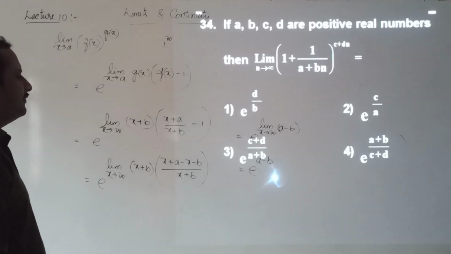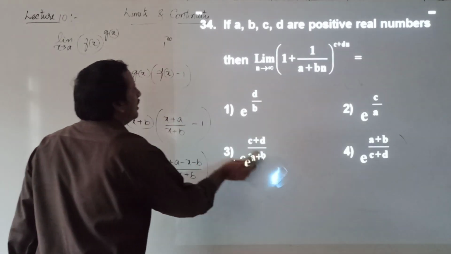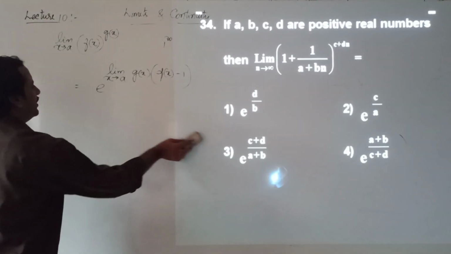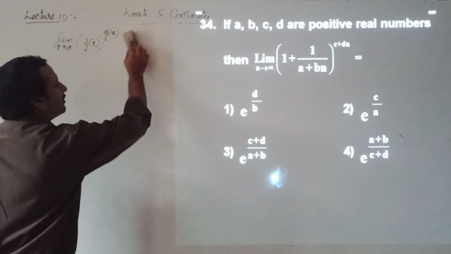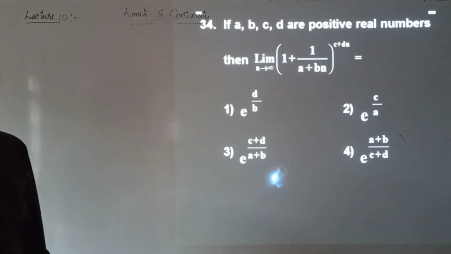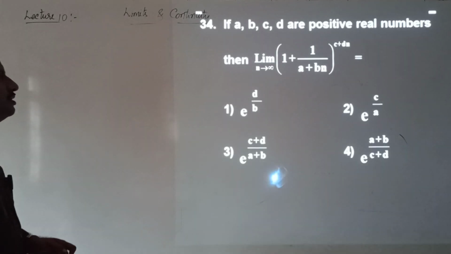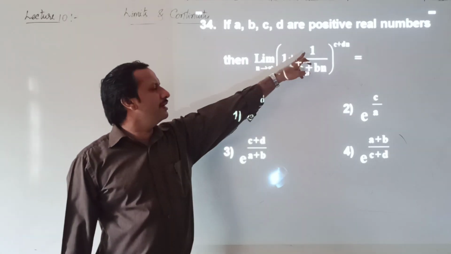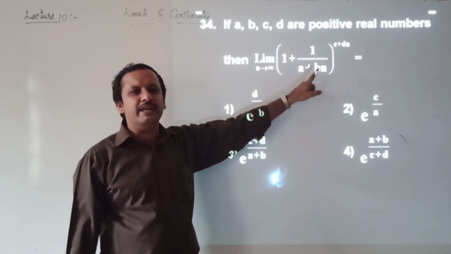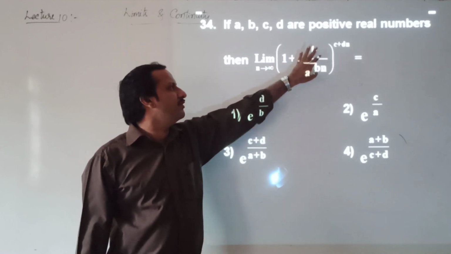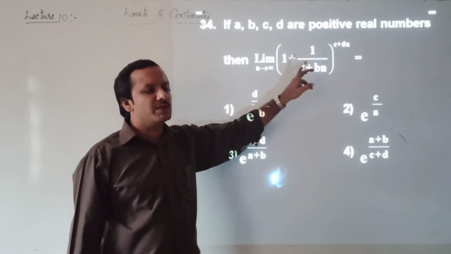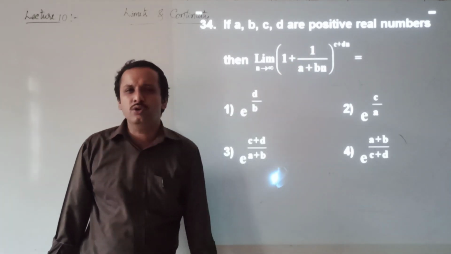Okay. 34th question. If a, b, c, d are positive real numbers, then limit n tends to infinity (1 + 1/(a + bn)) to the power c + dn is equal to. So as n tends to infinity, here 1 by (a + bn), the numerator is a polynomial of degree 0, the denominator is a polynomial of degree 1, the denominator has a larger degree, therefore this expression will become 0 as n tends to infinity. So 1 plus 0 is 1 and the power will tend to infinity.